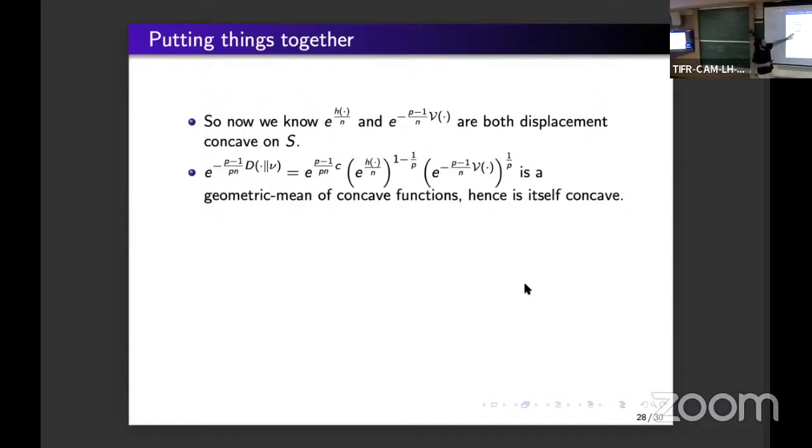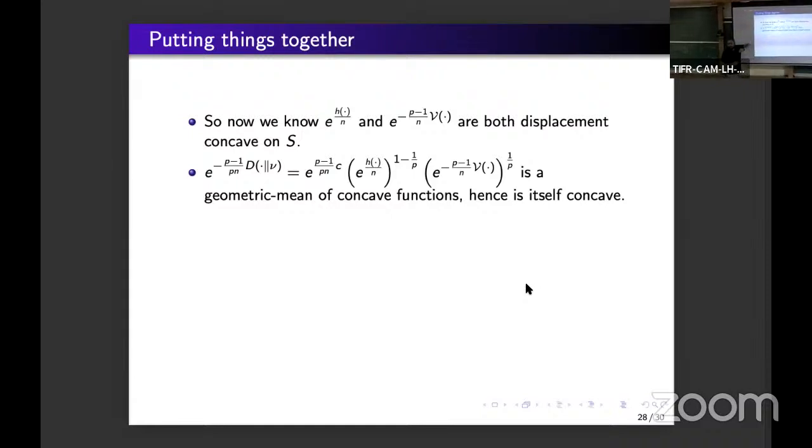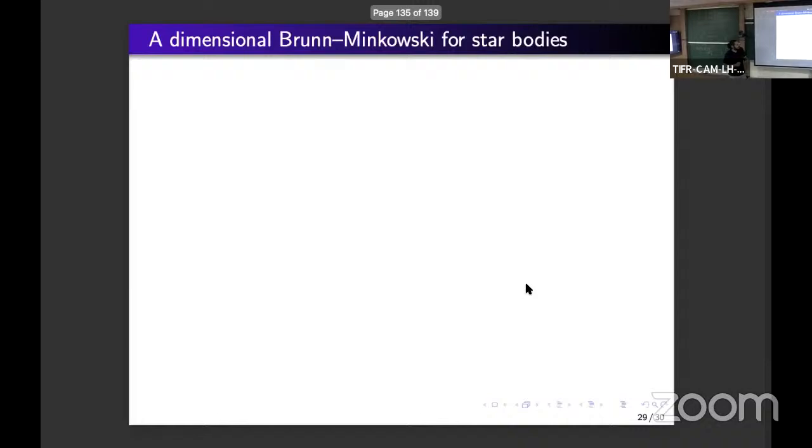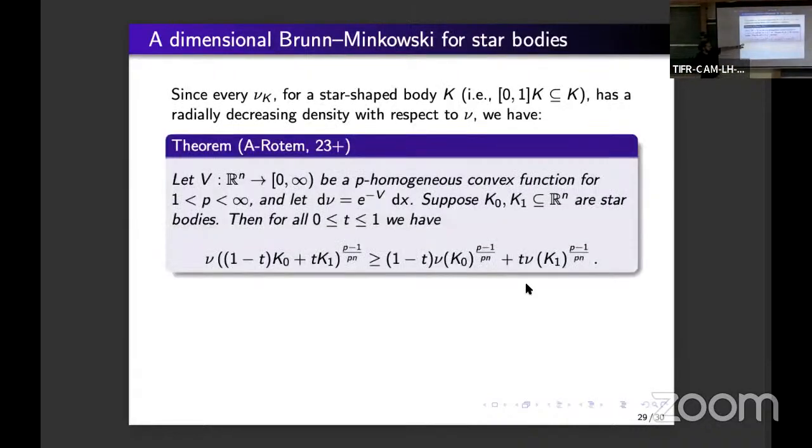And so I write this down as a geometric mean. Cancellation and multiplication, to show that this is constant. This is constant, and the 1 over P geometric mean will give you exactly this. So this will give you the theorem that the relative entropy to this exponentiated power is displacement concave on S. So by the general method, I plug in the nu k's for star-shaped bodies, and I get this result that V is P homogeneous. For example, the Gaussian measure. Then I get this concavity inequality for star-shaped compact sets K0 and K1.